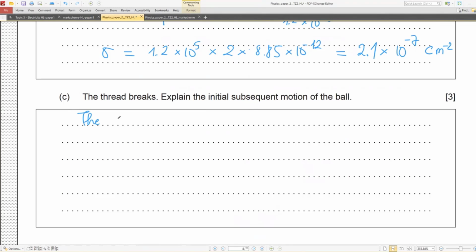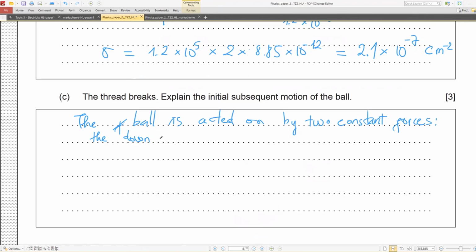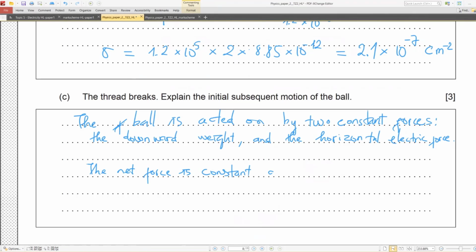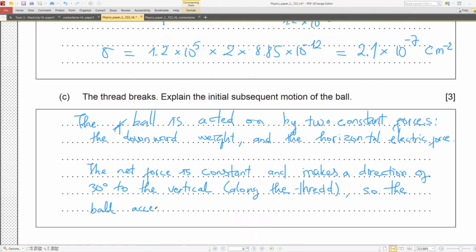Okay, so to summarize the mark scheme: the ball is acted on by 2 constant forces, the vertically downward weight and the horizontal electric force. The net force is constant, and its direction makes 30 degrees to the vertical, along the thread. So the ball accelerates uniformly in that direction.